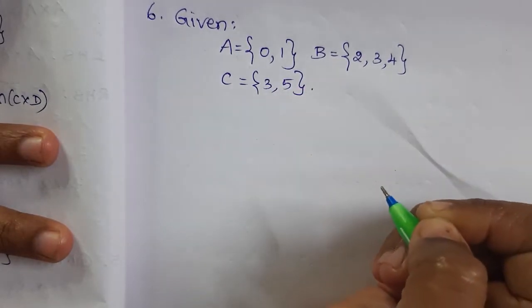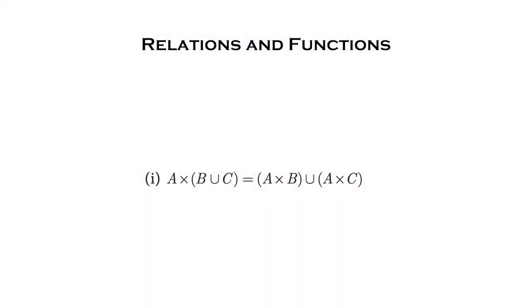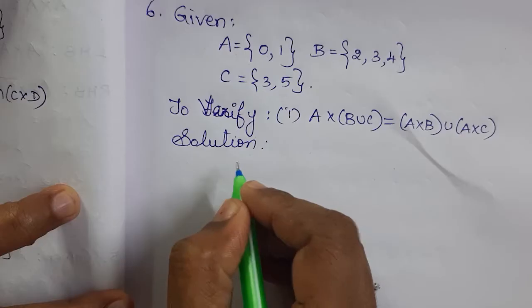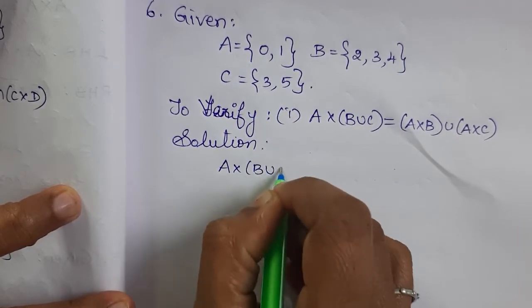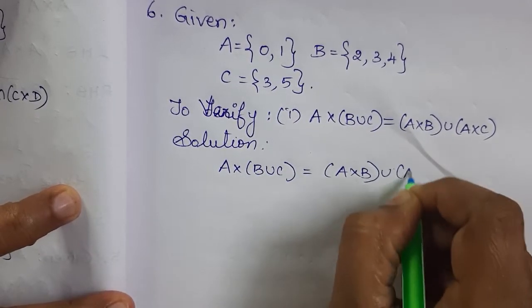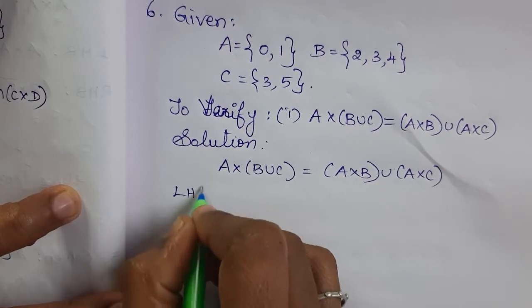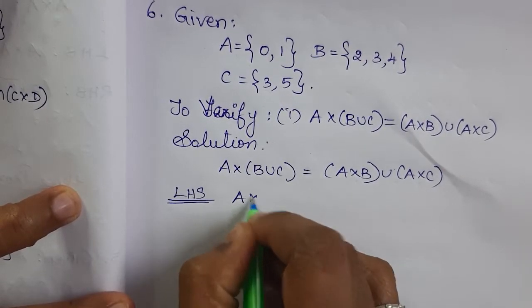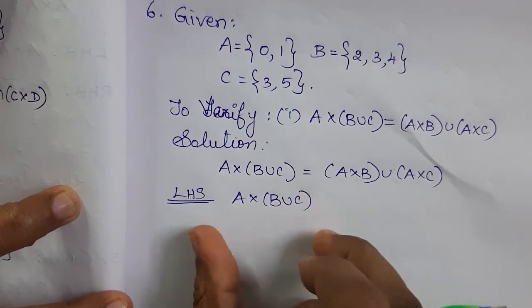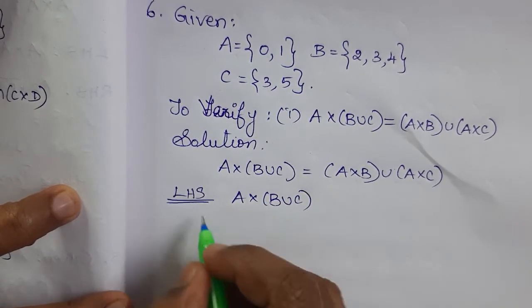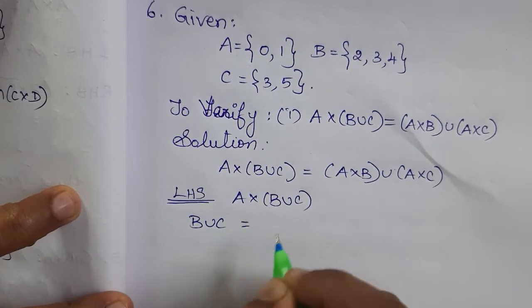3 sets have been given, and we have to verify A cross (B union C) is equal to (A cross B) union (A cross C). Again here also you have 2 sides, which is left hand side and right hand side. Let's take the left hand side first, which is A cross (B union C). Usually we'll do the values in the bracket first. So B union C is inside the bracket.